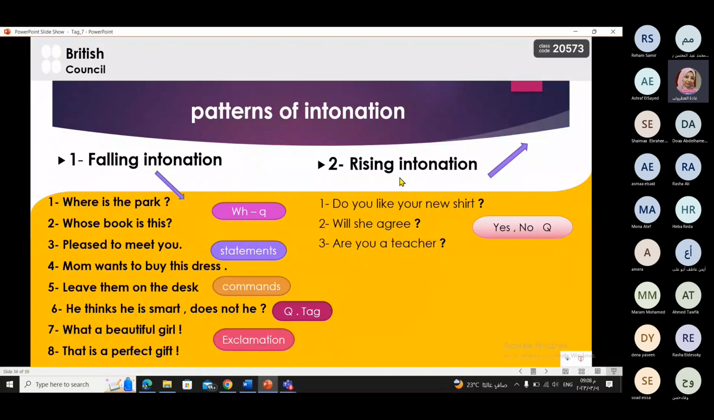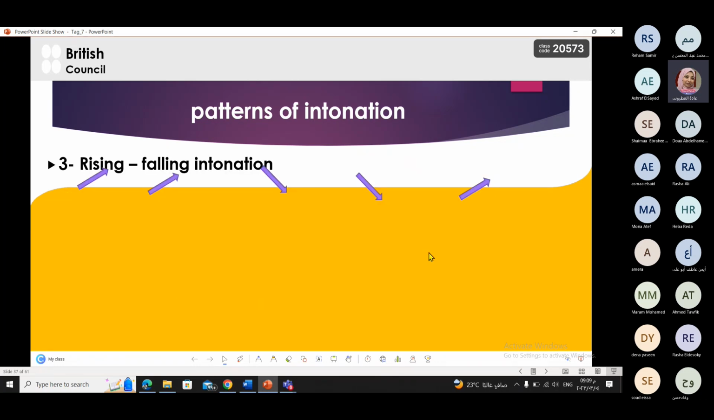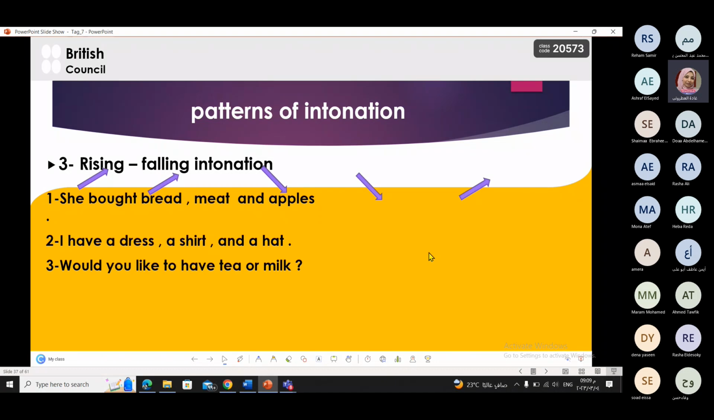Now the rising. Do you like your new shirt? Excellent. Thank you. That's a very nice voice. Very expressive, by the way. Thank you, Mr. Muhammad. Go ahead, please. Will she agree? Yeah, excellent. Are you a teacher? Yes, good.